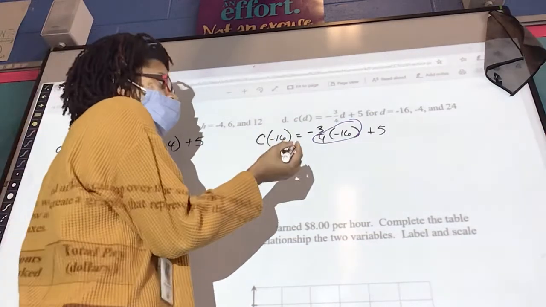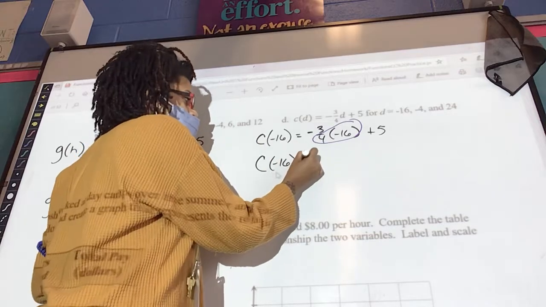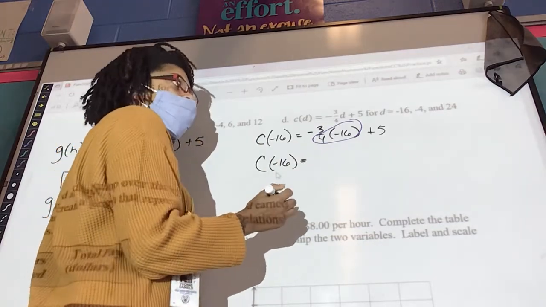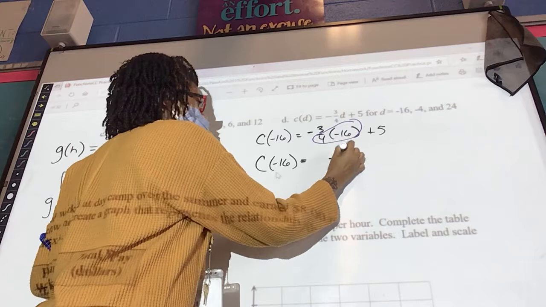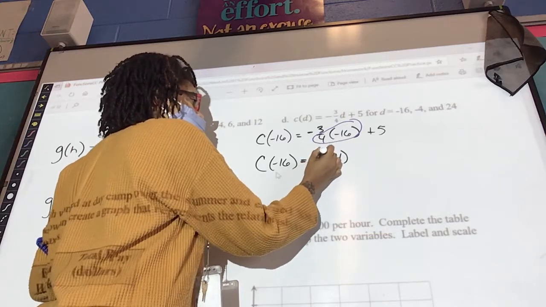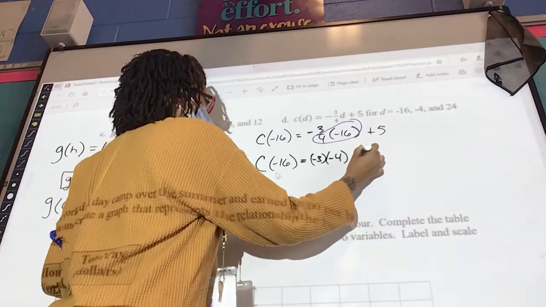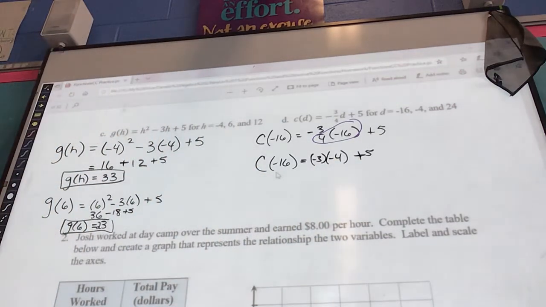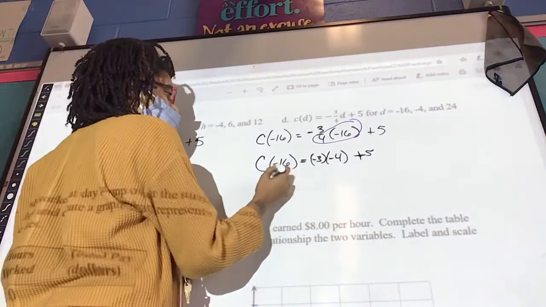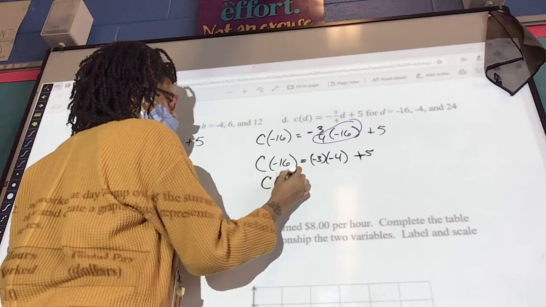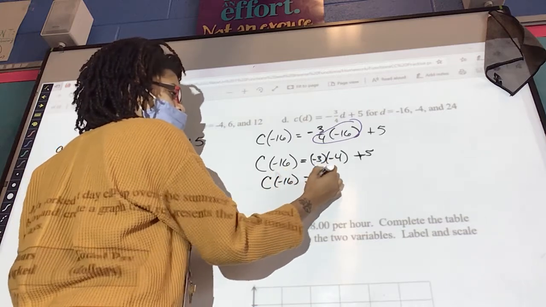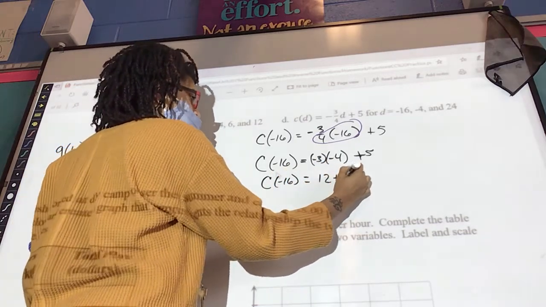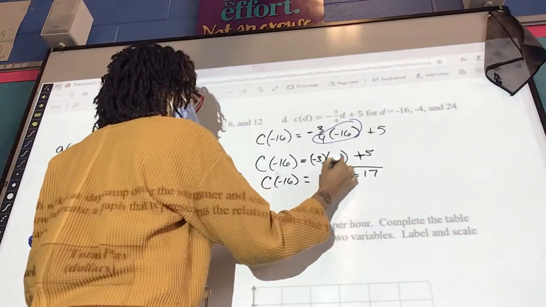Paris. So negative 16 divided by 4 is what? Negative 4. Negative 4 times negative 3 because we didn't do anything to it, plus 5. Questions on that part? Sure? Okay? So then hopefully, from here it's a little bit simpler. So then this becomes a positive 12 plus 5, which is 17.